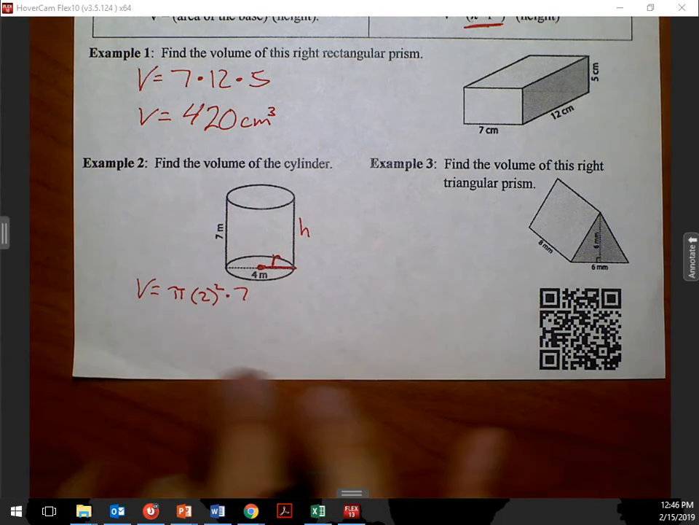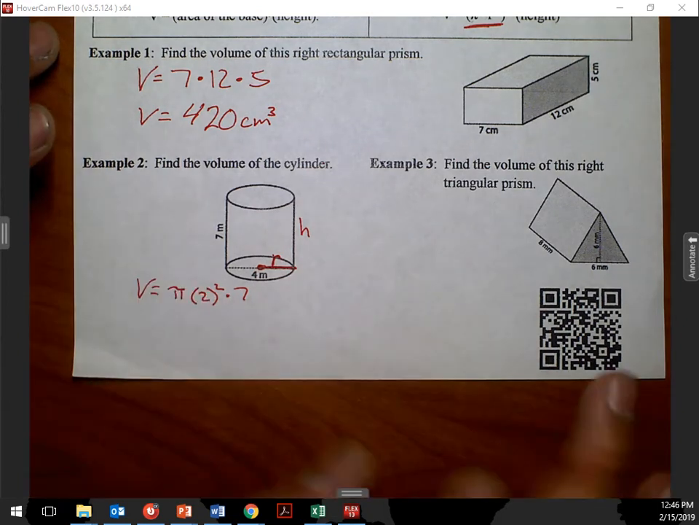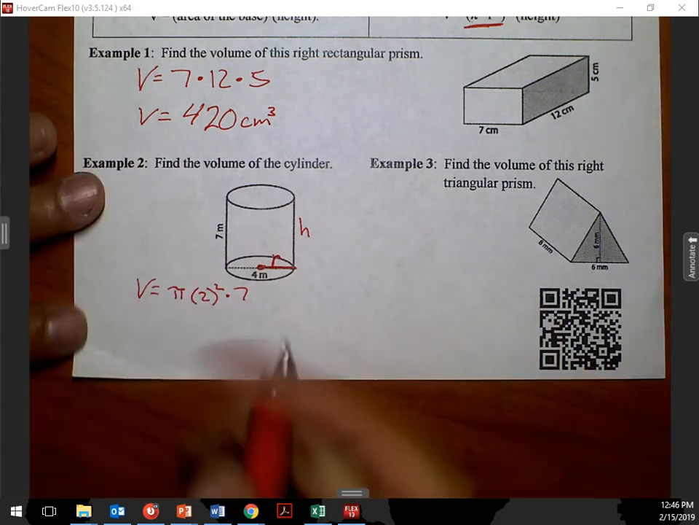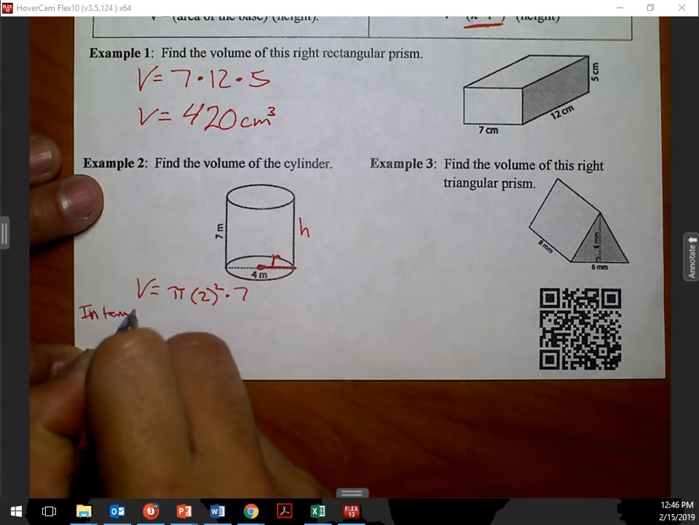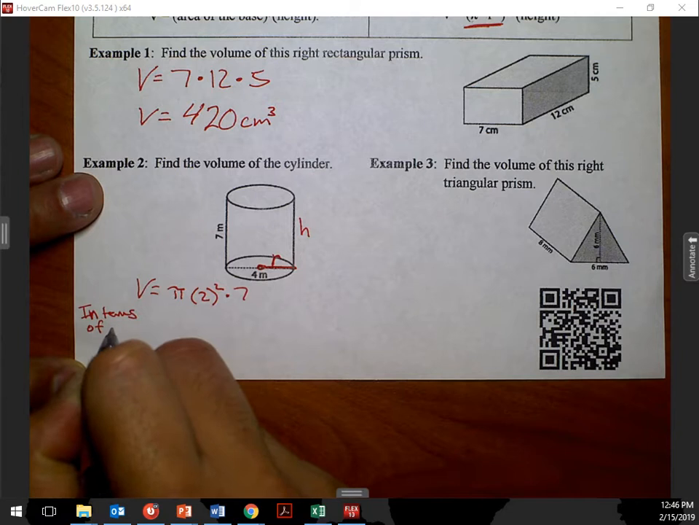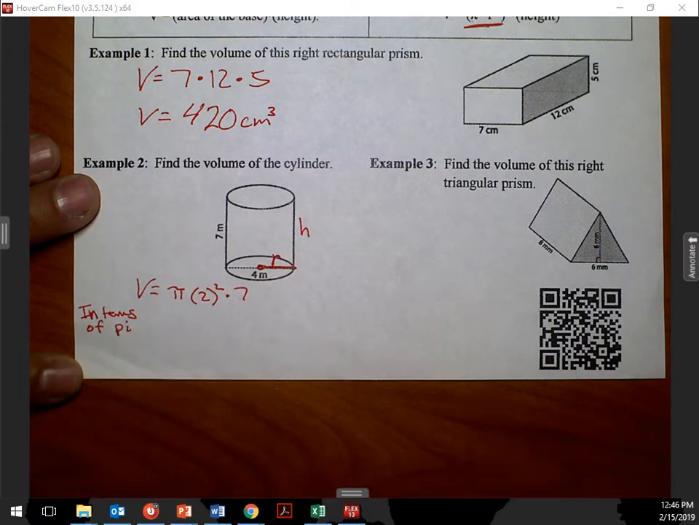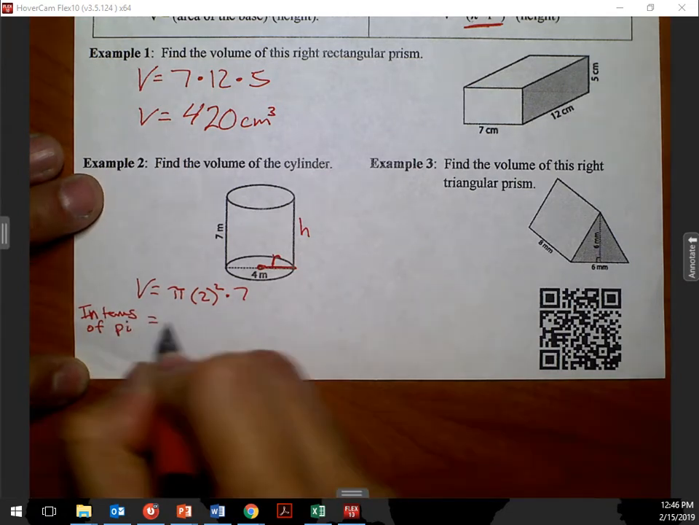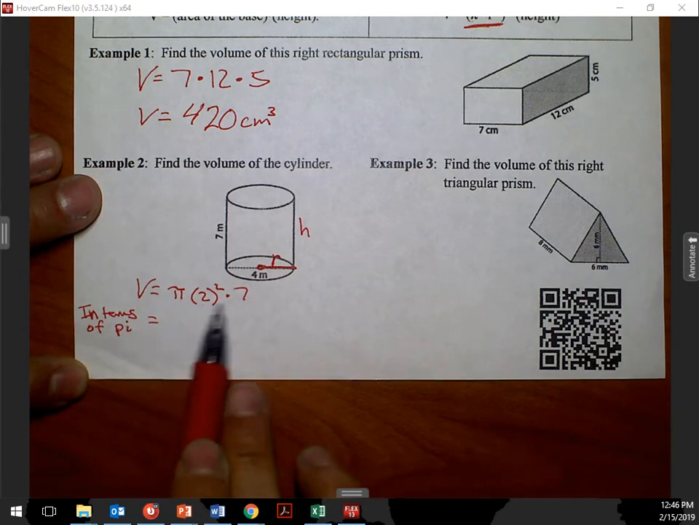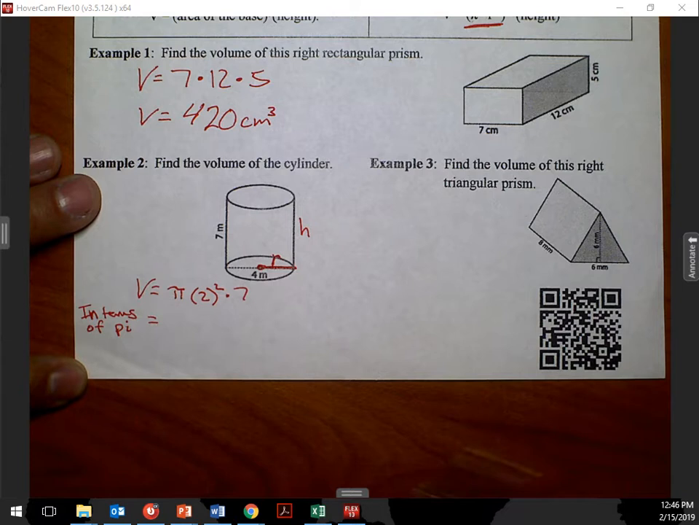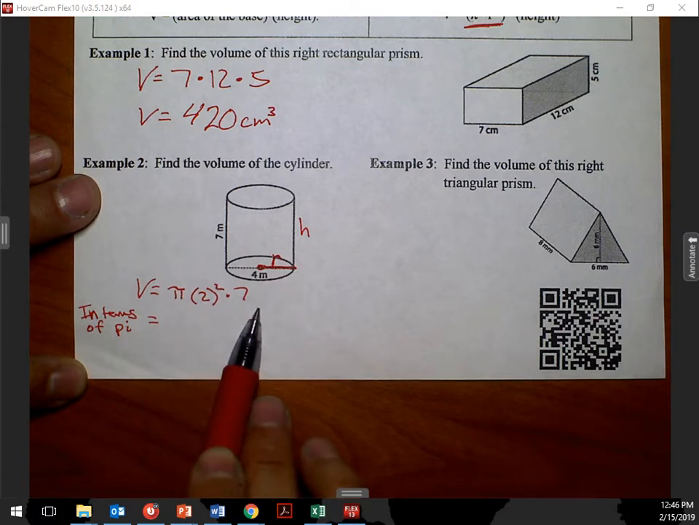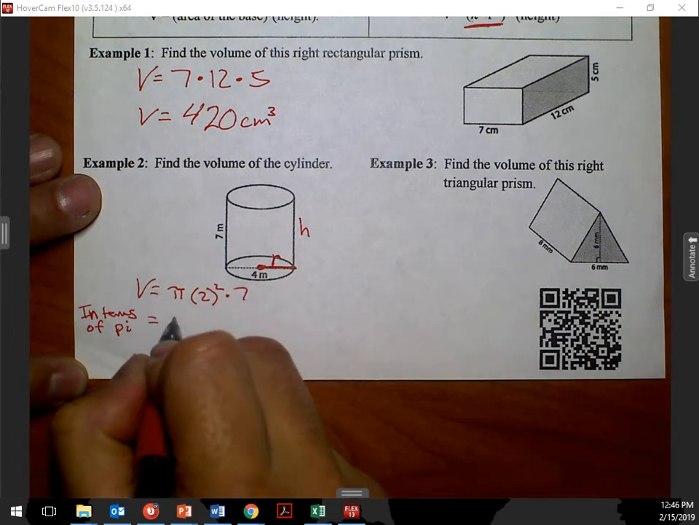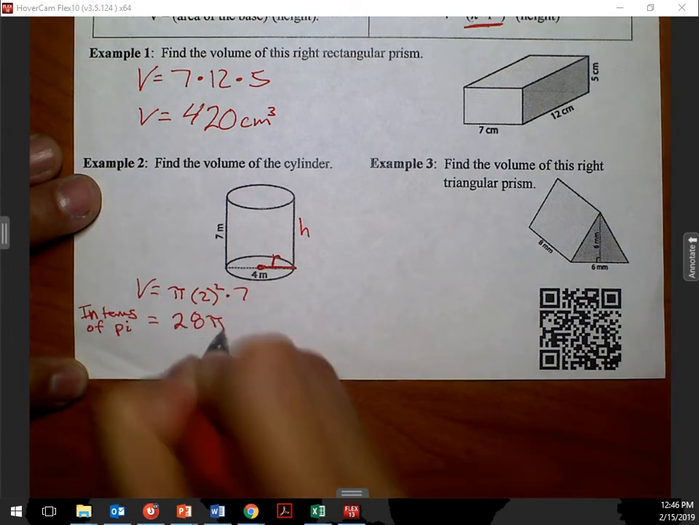This is going to be in terms of pi. So you just multiply everything out, and you don't multiply the pi. You don't put pi in there. So it's going to be 2 squared, which is 4, times 7, which is 28. So in terms of pi, it's going to be 28 pi.